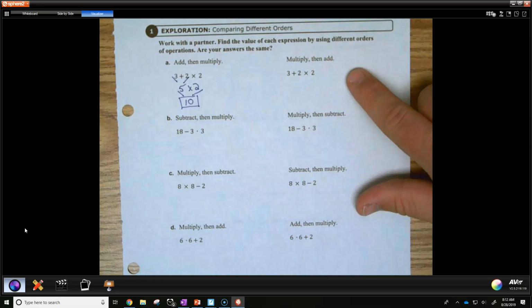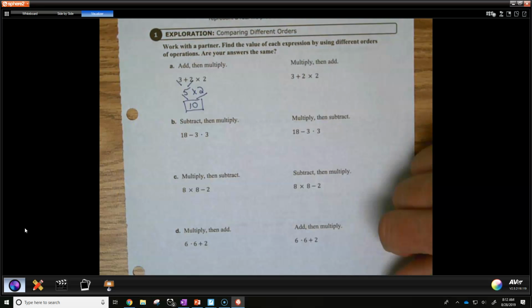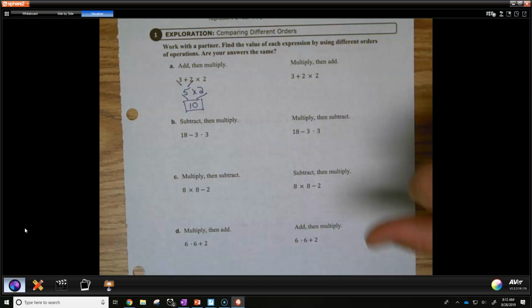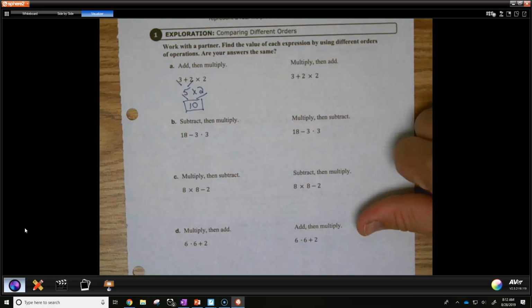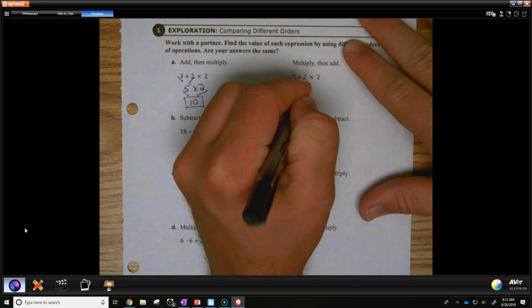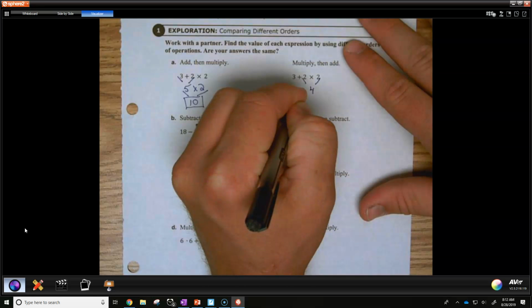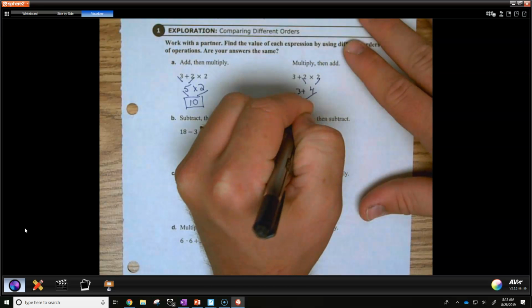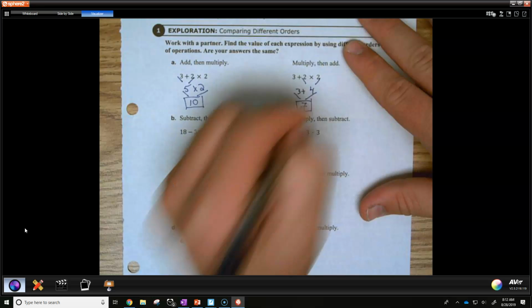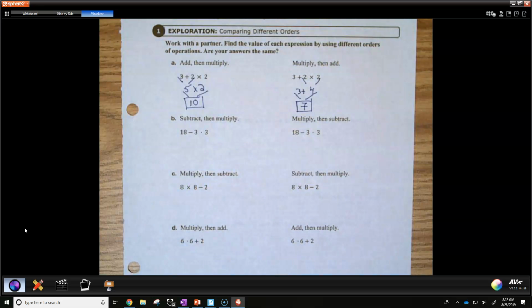Well, let's go back to this one. Exact same problem, but this says to multiply, then add. 2 times 2 is 4, and then 3 plus 4 is 7. Okay? We'll review this in just a second.